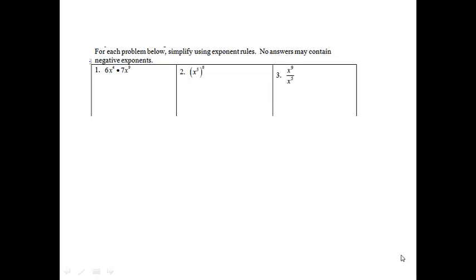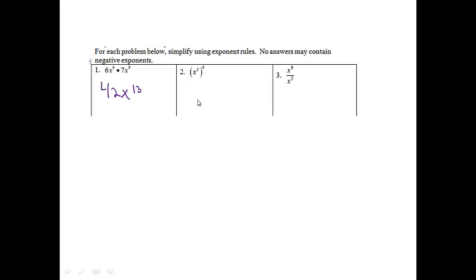For each problem below, simplify using exponent rules. No answers may contain negative exponents. Right, on number 1, since we have multiplication, we're just going to multiply the normal numbers. So 6 times 7 will be 42, and then we'll add the exponents, so we'll get x to the 13.